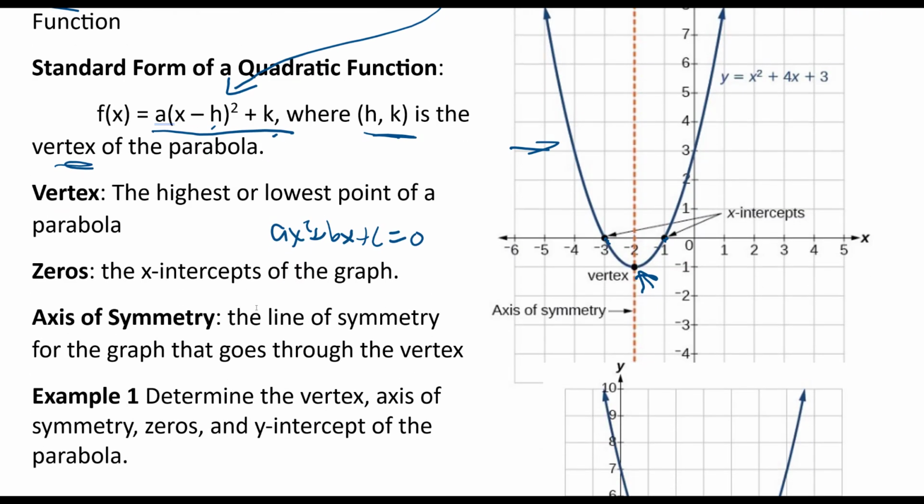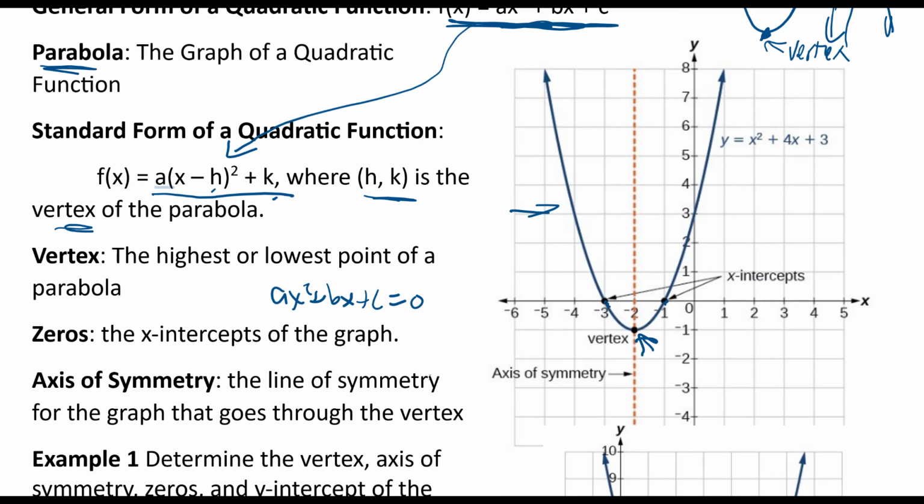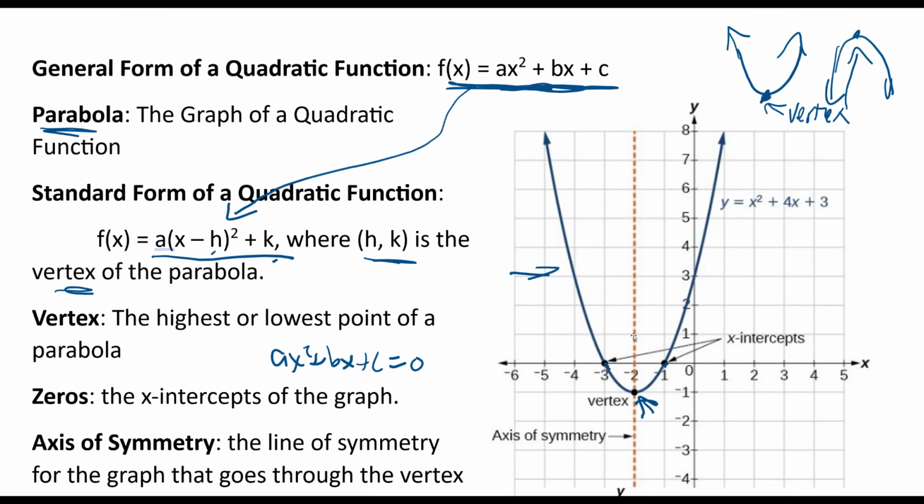We also have something called the axis of symmetry. That's the line of symmetry for the graph that goes through the vertex. And it's going to be a vertical line because we're dealing with a function here. And you may have seen parabolas on their sides. They're not functions, but they would have an axis of symmetry too. So there's the axis of symmetry, and that's going to be a vertical line, x equals whatever the x coordinate is for the vertex.